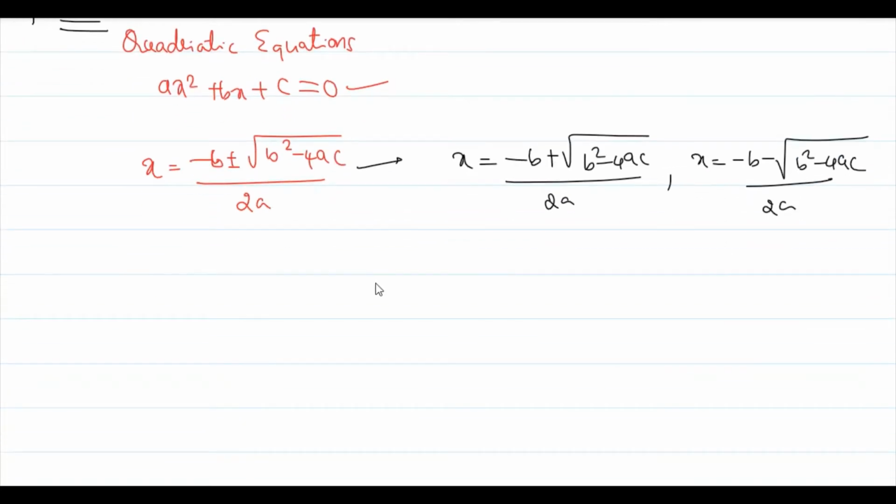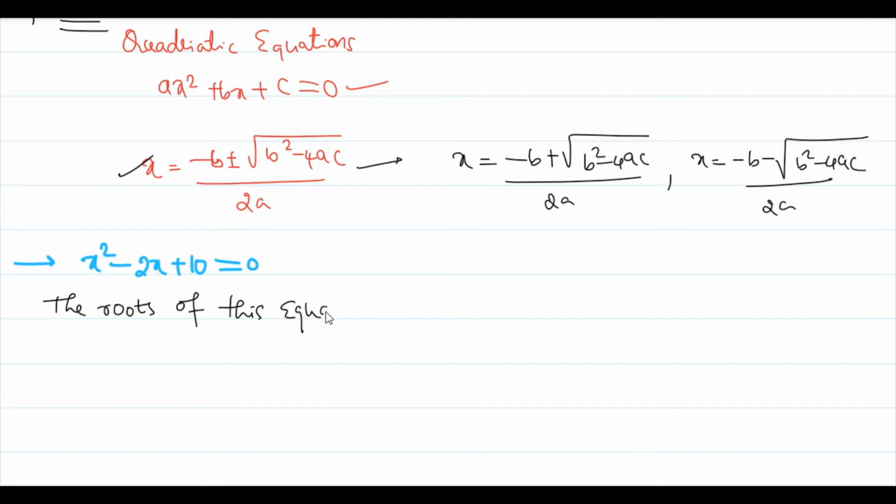Now similarly, if I give an equation, for example x square minus 2x plus 10 is equal to 0, then if you solve the roots of this quadratic equation using the above formula, x equal to minus b plus or minus square root of b square minus 4ac divided by 2a, then we get the roots of this equation.